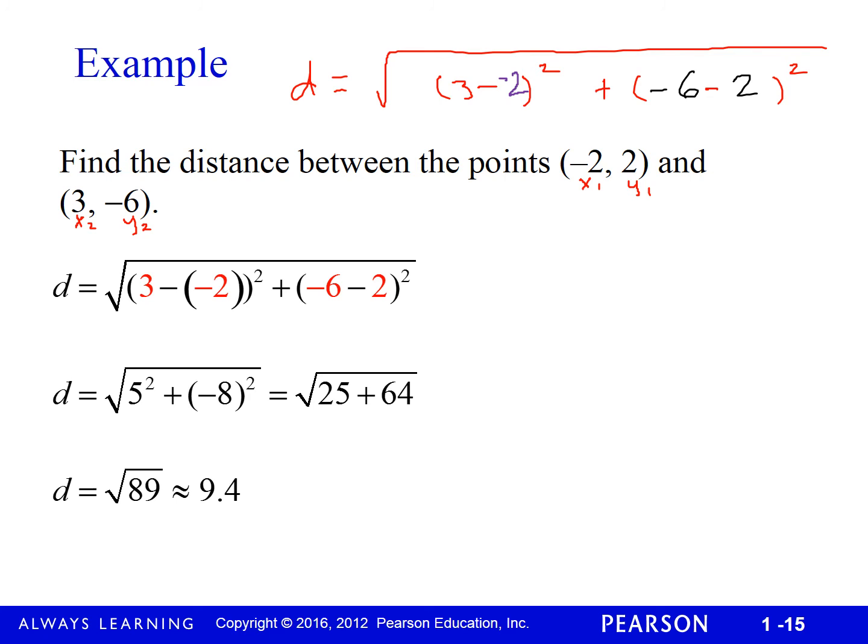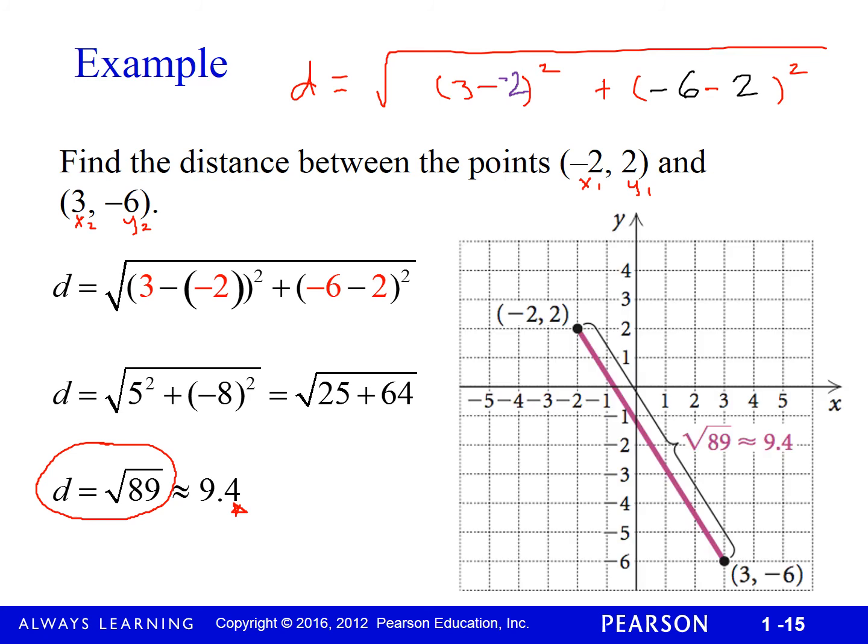Now, they didn't say in the problem to give a decimal approximation, so that's really the answer right there, unless they say approximate the distance to the nearest tenth. So there's a picture, and it does look like it's about 9 units-ish between the 2 points.